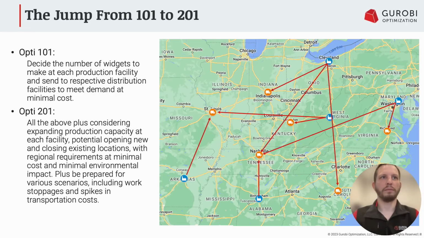Well, it's all of the above, plus considering expanding production capacity at facilities, potentially opening new facilities or closing existing locations, while also meeting regional requirements where there's a relationship between facilities that are close to one another, all while minimizing cost, but also maybe minimizing environmental impact, and being prepared for various scenarios, including work stoppages or spikes in transportation costs, or significant changes in demand. So there's a lot more to consider at the 201 level than the 101 level. These are some of the things we're going to work on modeling and understanding over the rest of this session and throughout the rest of the training.